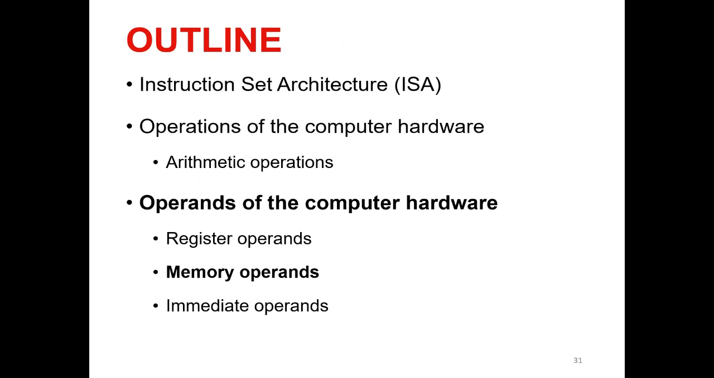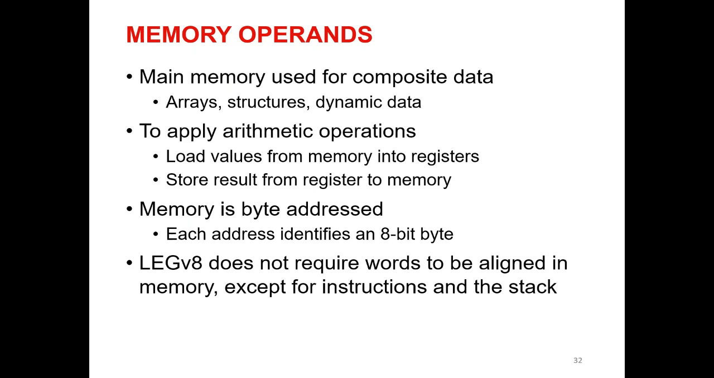Now, apart from registers, we also have something called memory operands. What does this mean? Sometimes we don't have enough registers to store all the information, so we need another place to store data. For instance, we have the main memory, in which we can have structures, arrays, dynamic data, and we can use data in memory in arithmetic operations. For that purpose, we need to load data from memory to a register, then we perform the operation, and we then store the result back from the register to memory. Something to notice here is that the addresses in memory in LEGv8 are byte addresses.